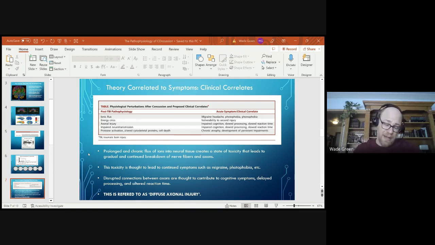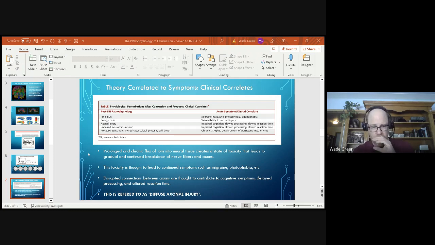And ultimately there is the disrupted synapse. If I've got two neurons here, the connection between the two is a synapse. But if I have one neuron that's injured and can't send messages to the subsequent neuron, that can affect cognition, processing, and reaction time. We're going to talk about all of those, particularly as we get into not only the SCAT5, but as we talk about cognitive examination as well.